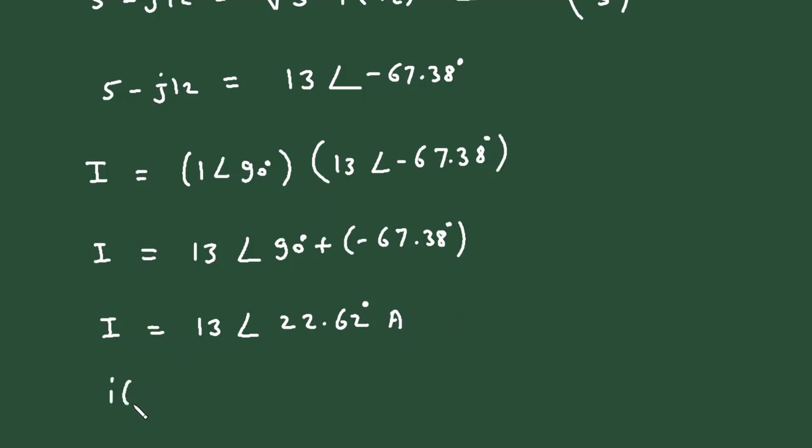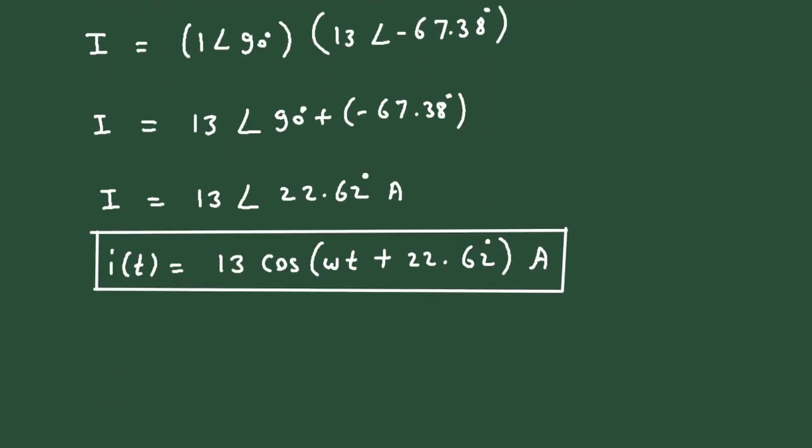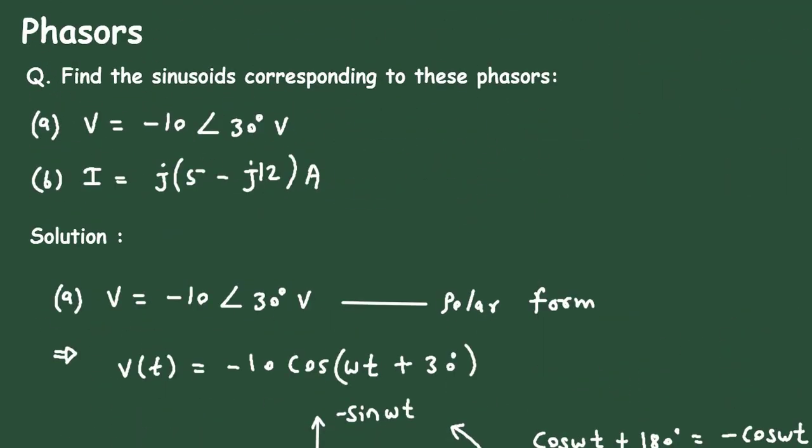Now its time domain format will be I of t is equal to 13 cos omega t plus 22.62 degree ampere. So this is the I of t in time domain format. So this is how we can solve for the sinusoids corresponding to these phasors. That means this is how we can convert phasors into their equivalent sinusoids.